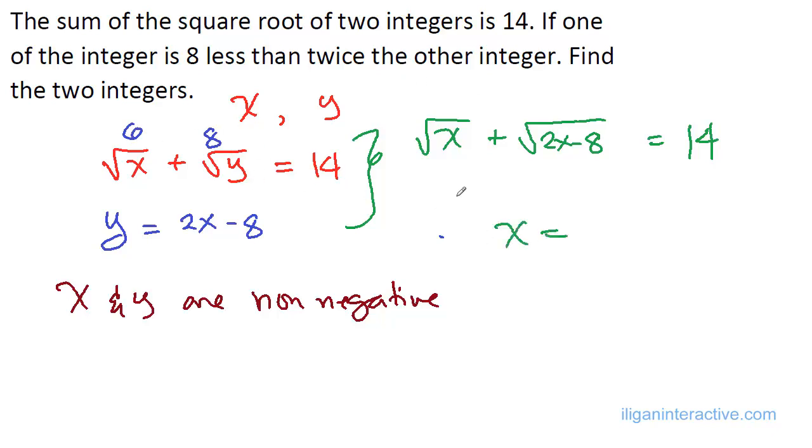x will be the square of that, which is 36. y will be 64. And let us see if that works. 2 times 36 minus 8, 72 minus 8 is 64. Yes, so our guess is right.